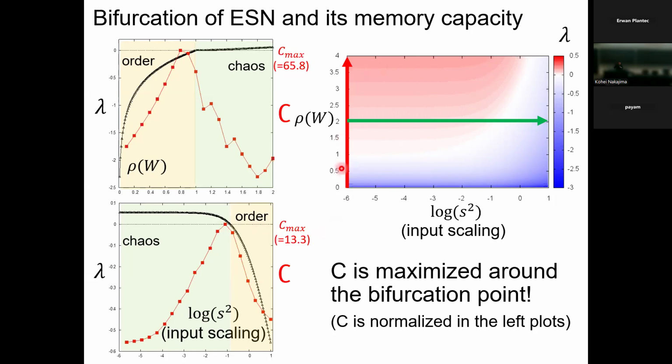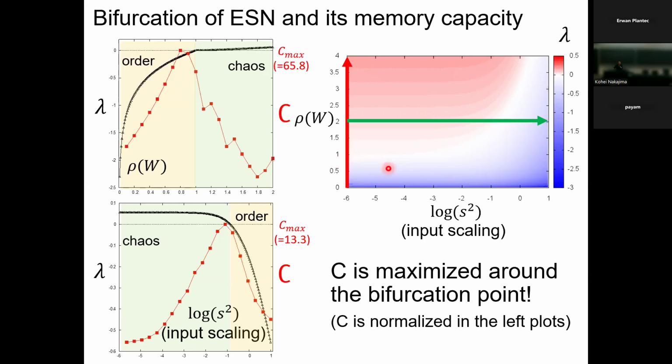Okay, now we have the spectral radius, and this section is very important and very famous. We fix the input scaling and then change the spectral radius. Then we observe a bifurcation from order to chaos around a spectral radius of 1.